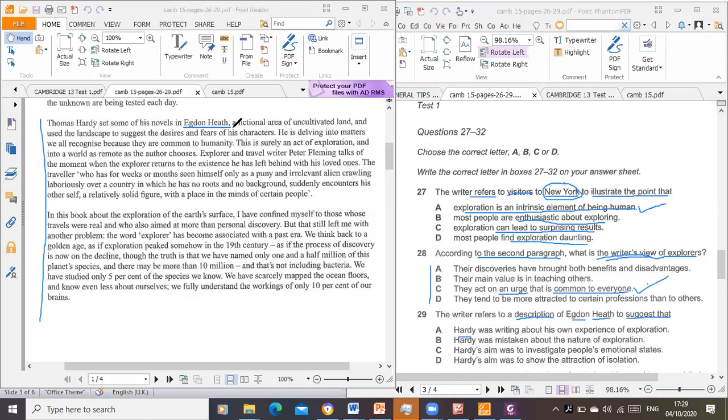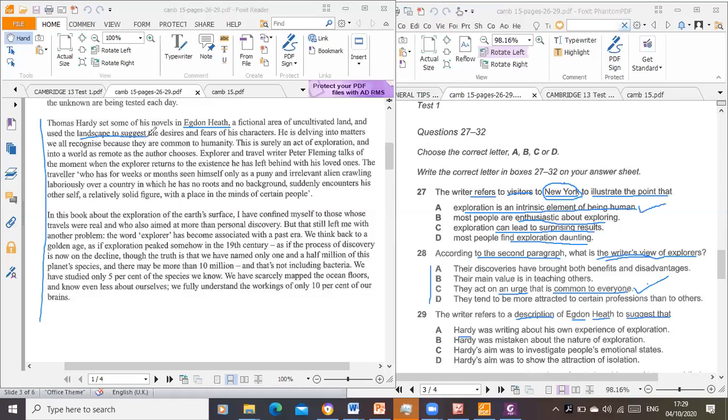That alone might be enough to answer the question, but let's move on. It's a fictional area of uncultivated land, and he used the description of that uncultivated land, the landscape, that is the description here, to suggest the desires and fears of his characters.